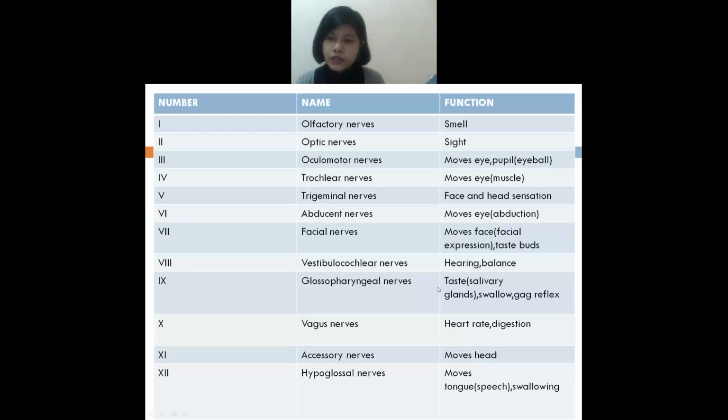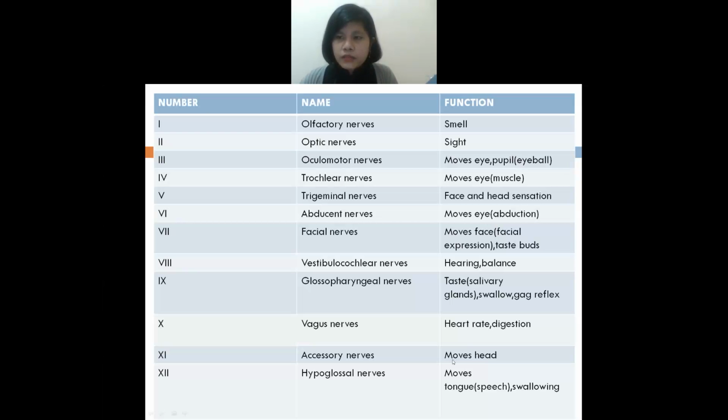Number 10 is what? Number 10 is vagus nerves. The vagus nerves help you in what? They help you in heart rate and digestion. That is in your cardiovascular system as well as in your digestive system. That is your gastrointestinal tract.